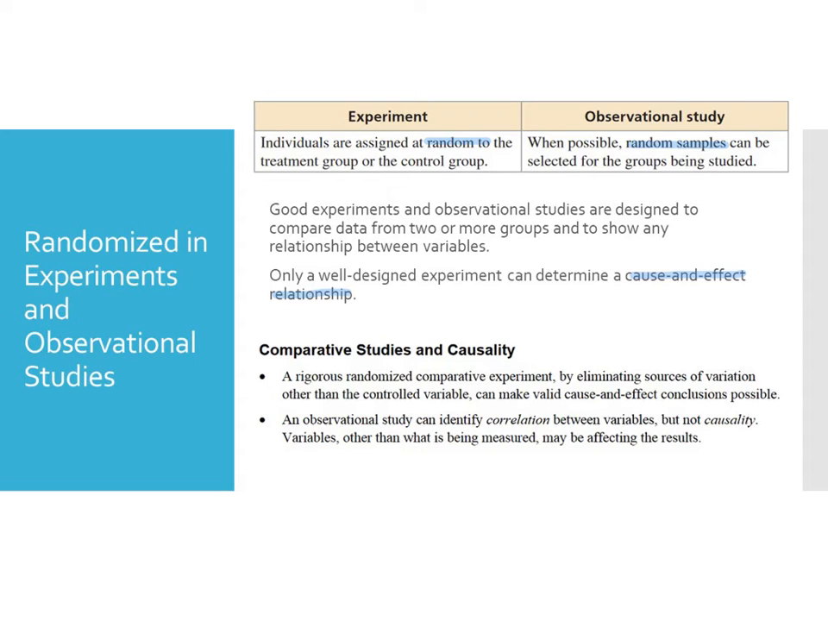Just to reiterate that a little bit, a rigorous, randomized, comparative experiment, by eliminating sources of variation other than the controlled variable, which goes back to that one variable, can make valid cause and effect conclusions possible. An observational study can identify correlation between two variables, but not causality. With correlation, as one thing increases, the other thing increases, but maybe the first thing did not cause the second thing, and that happens a lot. Variables other than what is being measured may affect the results.